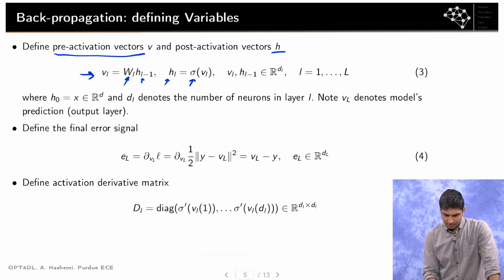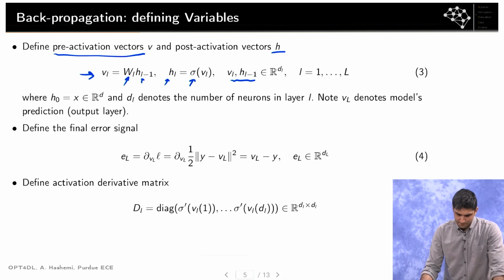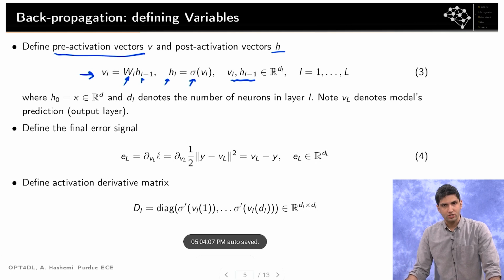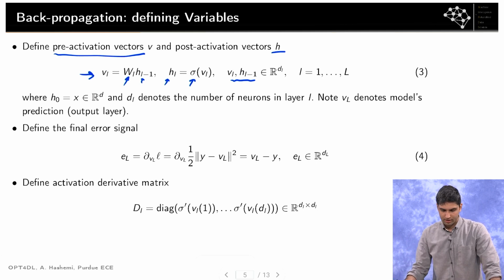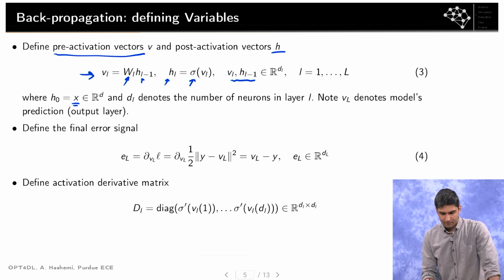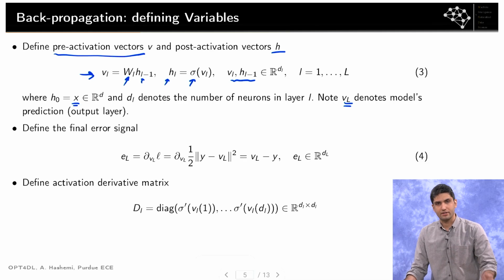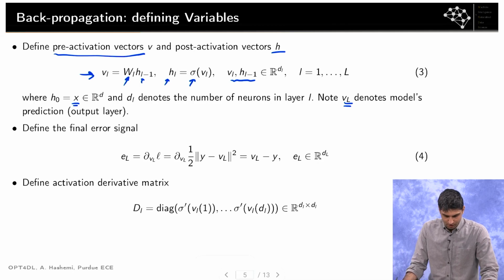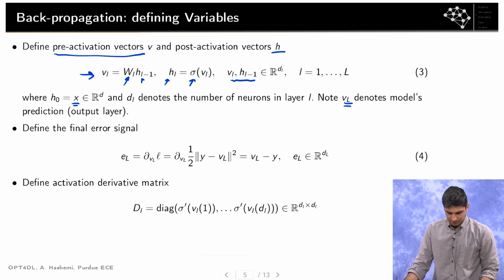And note that these pre-activation and post-activation vectors have the same dimension, and their dimension is d sub L. Okay. And we define this for each layer from layer 1 up to layer capital L. And based on this definition, it's not difficult to see that H_0 is basically our input, and V sub capital L is basically the output, the prediction of my model, basically Y. Okay. All right. So these are the first two variables that we'll define.